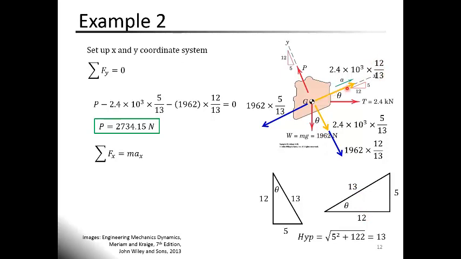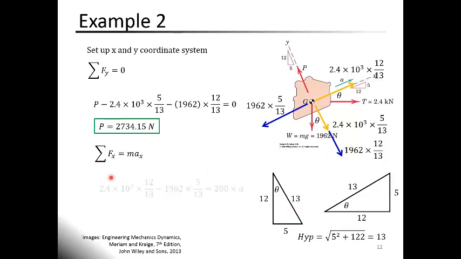If we consider that this is the positive x direction, this component of the force is going to be positive. So we have another component here that is coming from the weight. If this is the angle theta, the component of the weight in this direction is going to be W sine theta. So the W, or the weight, is 1,962 multiplied by sine theta, where based on this triangle, sine theta is 5 divided by 13.